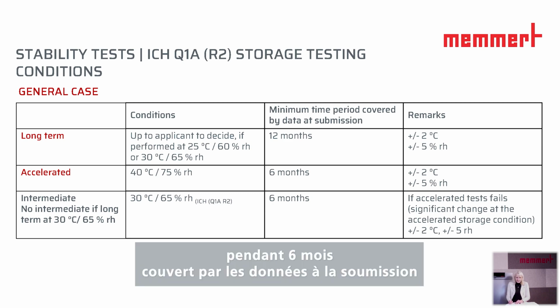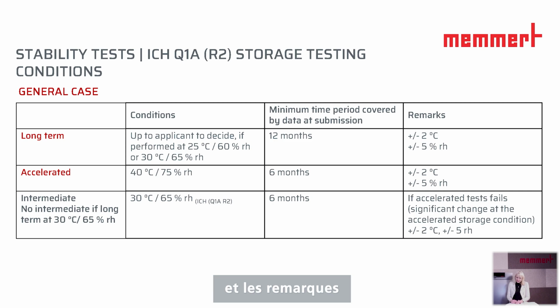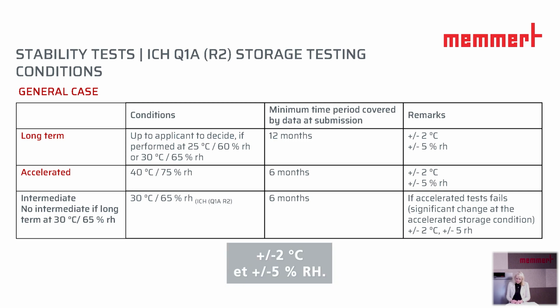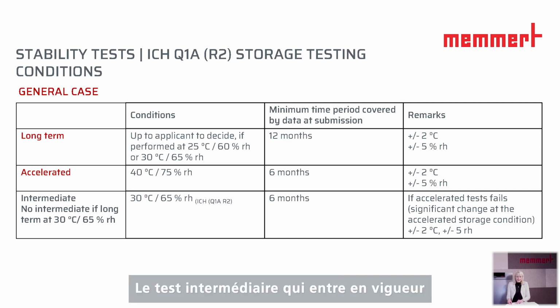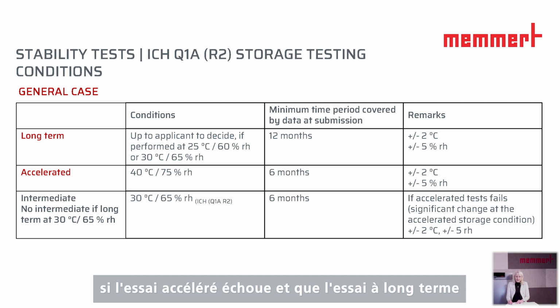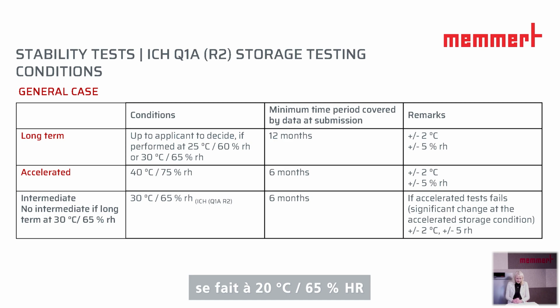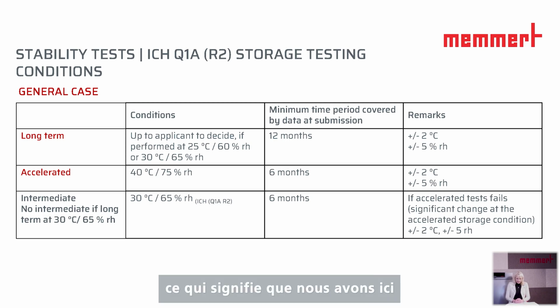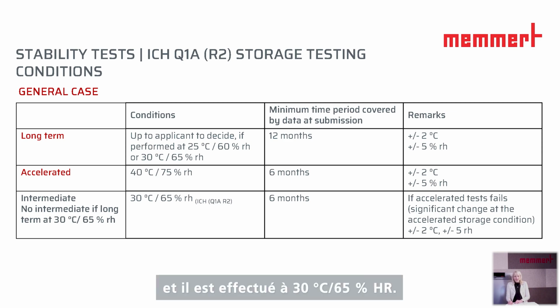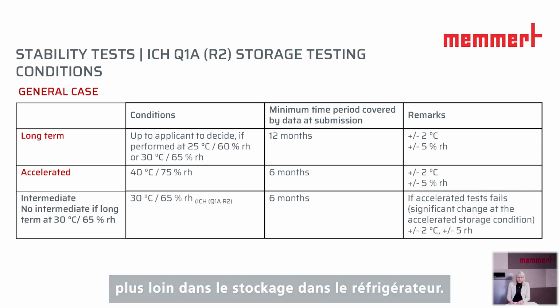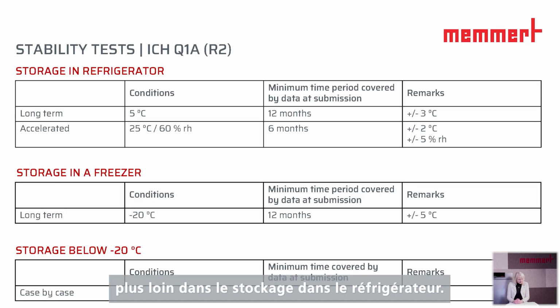The accelerated testing is done at 40 degrees 75%. This is 6 months for the registration purposes. And here we also have remarks of plus minus 2 degrees and plus minus 5% RH. And the intermediate testing, which comes into effect if the accelerated test fails and long-term testing is done at 25 degrees 60%, is done at 30 degrees and 65% RH, and the remarks are also plus minus 2. Let's go further to the storage in a refrigerator.